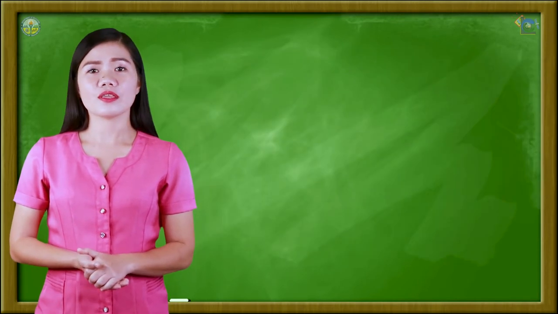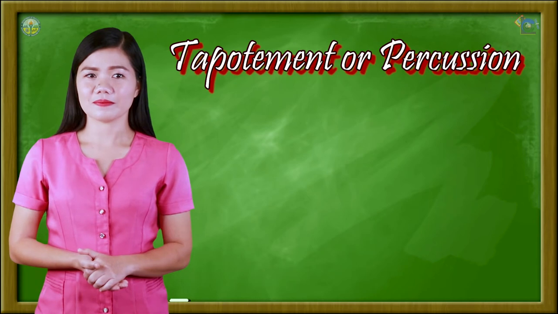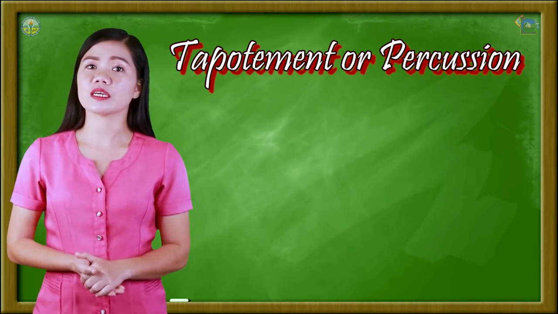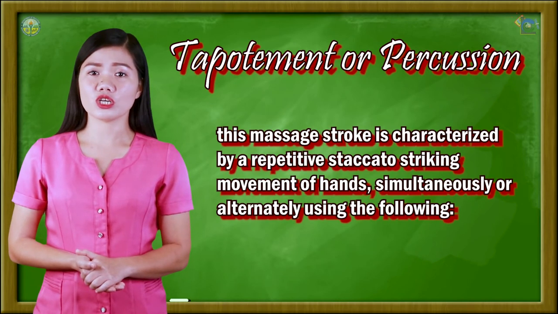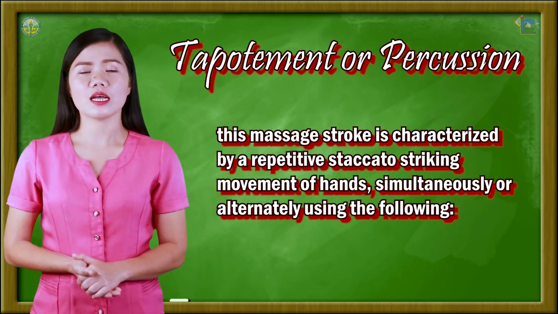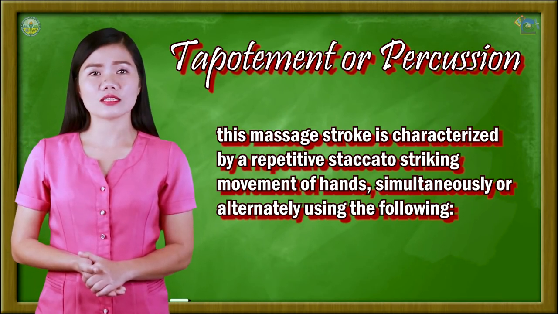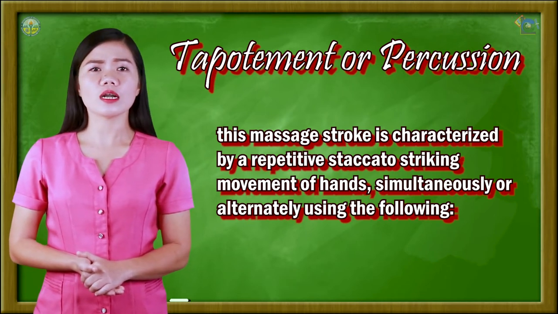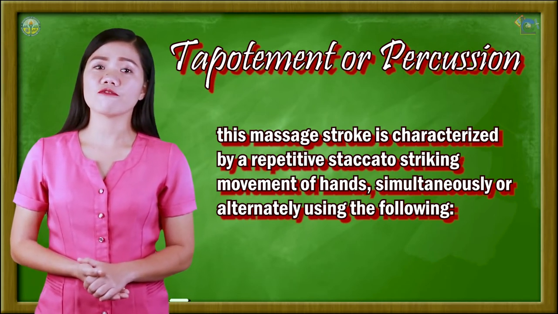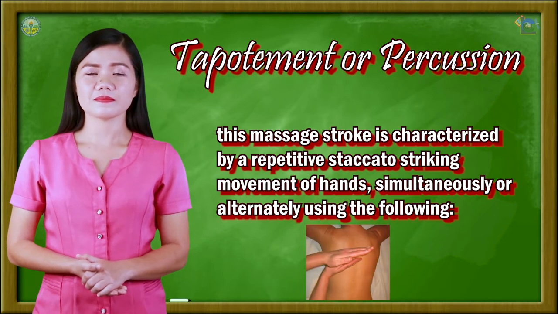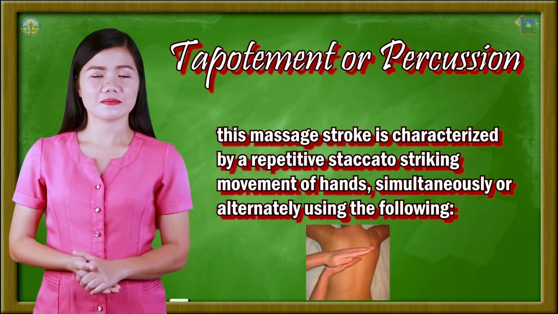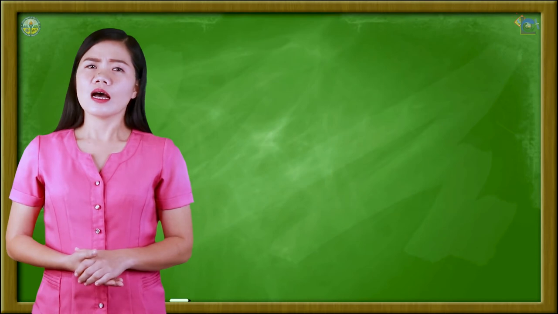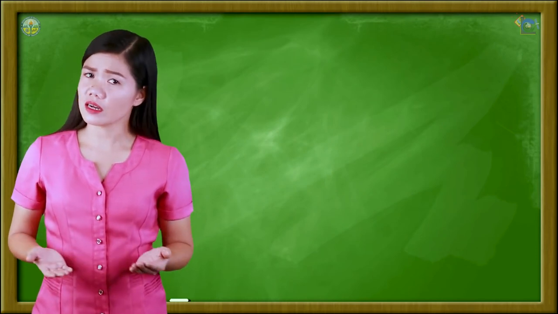Then, there's tapotement, also termed as percussion. This massage stroke is characterized by a repetitive staccato striking movement of hands simultaneously or alternately using the following. How and why is it done?